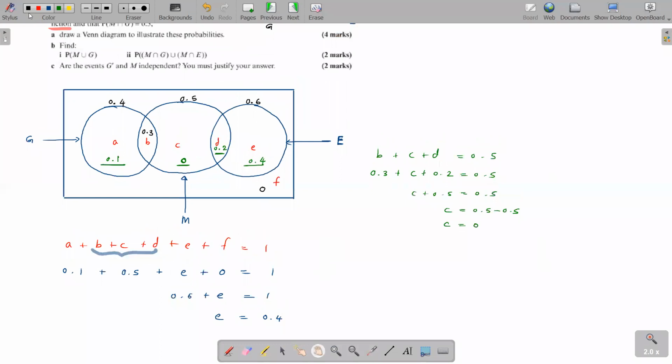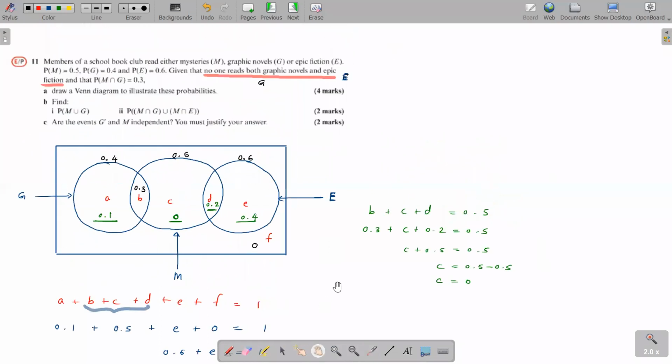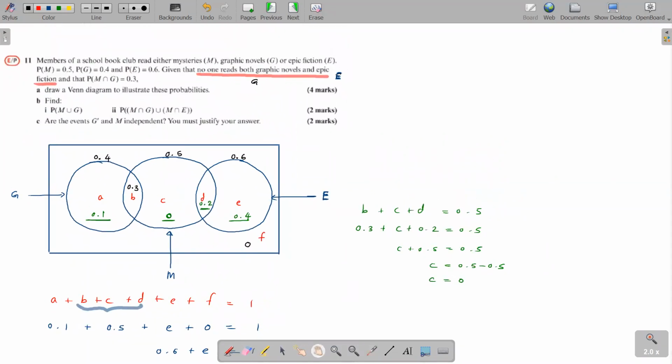All right, so B part 1, you're supposed to find the probability. I'll write it over here. B part 1, find the probability of M union G. So what are the regions belonging to M? M means this, right? So B, C, D. Regions belonging to M are B, C, D. So B, C, D, union G. G is this. Inside G, you have regions A and B.